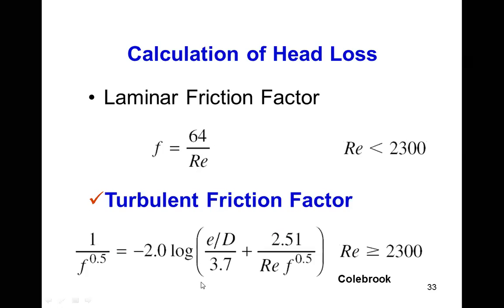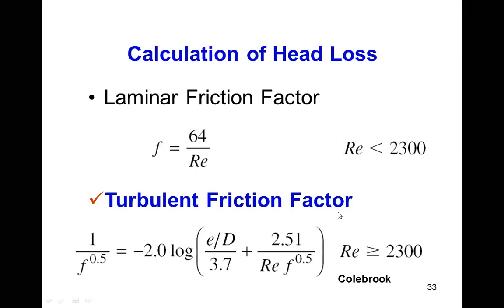So next, laminar flow is one condition. Another condition is turbulent flow. For turbulent flow, there are several correlations to calculate the friction factor. This is one of the correlations which I found good: 1 upon under root of f equals minus 2 log 10 of epsilon by D upon 3.7 plus 2.51 upon Re root f. So this has the friction factor on both sides.